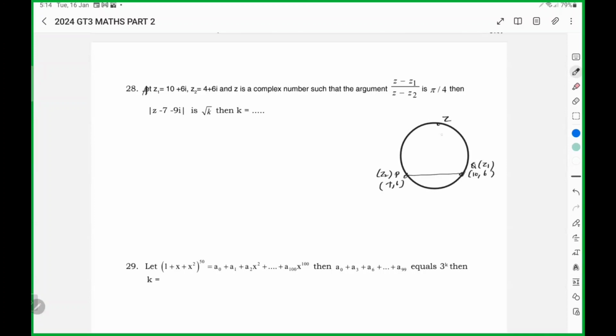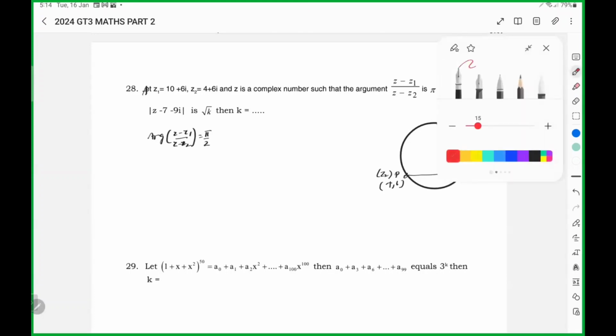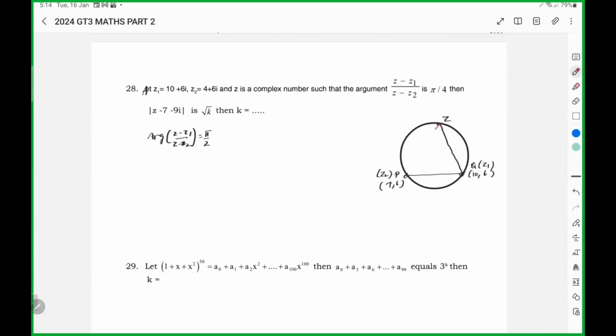When the argument is the same, it is a part of a circle. Here what it says is, argument of (Z minus Z1) by (Z minus Z2) is pi by 4. It is not for 1 point. Z minus Z1 indicates this, Z minus Z2 represents this line.